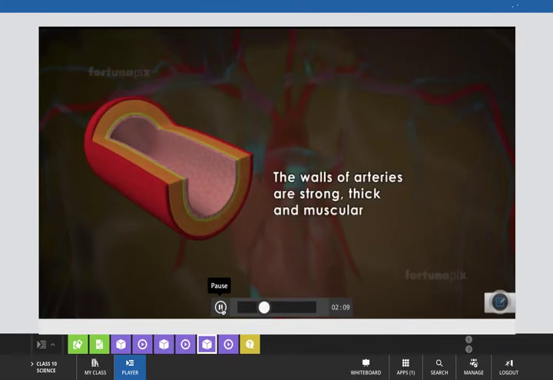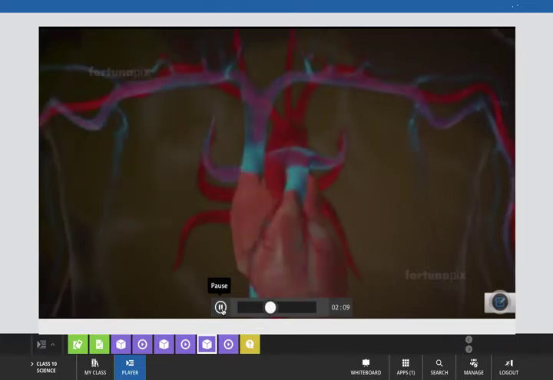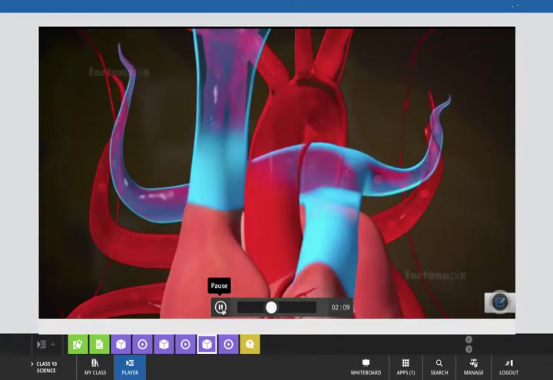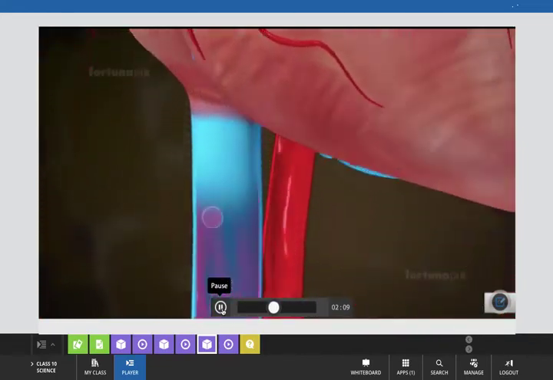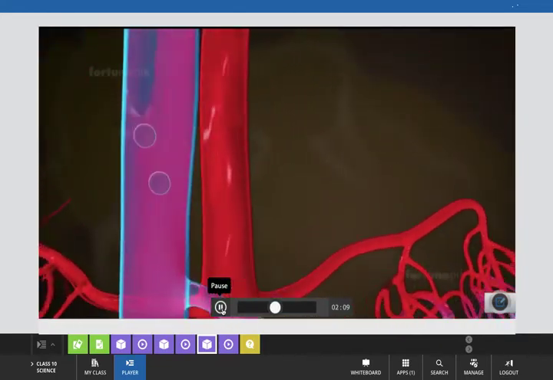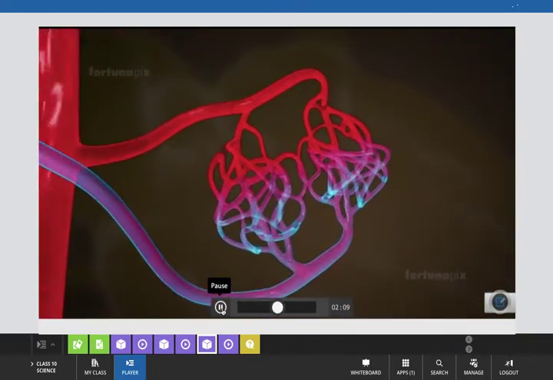The walls of arteries are strong, thick, and muscular. The lumen or inner cavity of the artery is narrow and valves are absent. The blood flows under high pressure in the arteries. Arteries branch out to arterioles, which lead to capillaries.